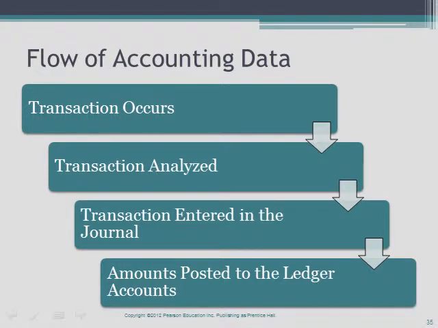The flow of accounting data is as follows. A transaction occurs and then is analyzed to see its effect on the company's accounts. Next, a journal entry is made to record the transaction. Periodically, amounts from the journal entry are posted to the ledger to determine the account balances. And this is a portion of, we'll talk later about this idea of an accounting cycle. So this flow is a portion of that accounting cycle.